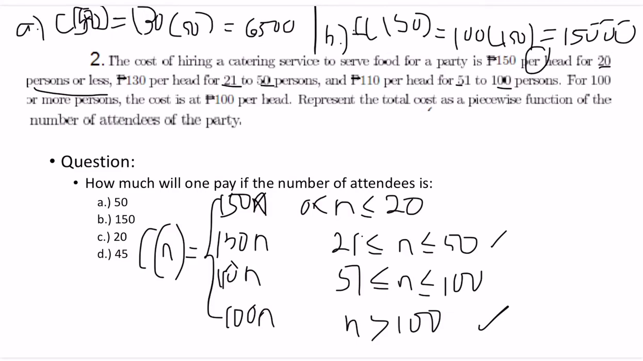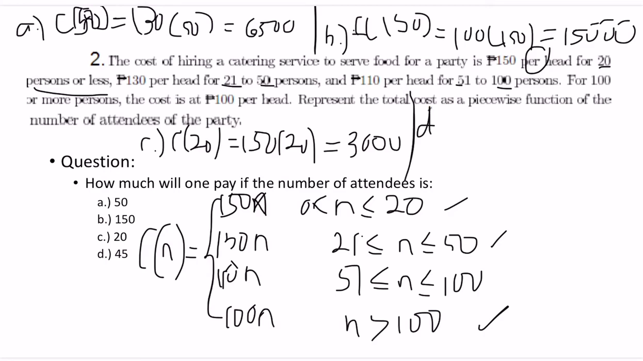Now for letter C, 20. So 20 we have here 150. So C of 20 is equal to 150 times 20. So that is 3,000.